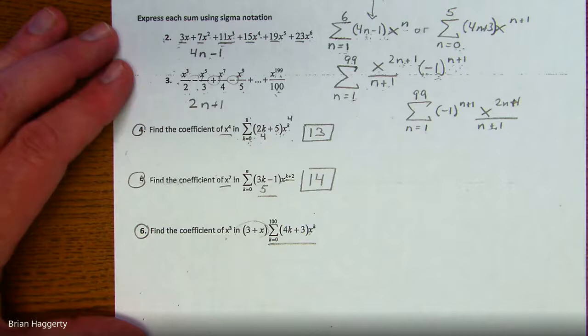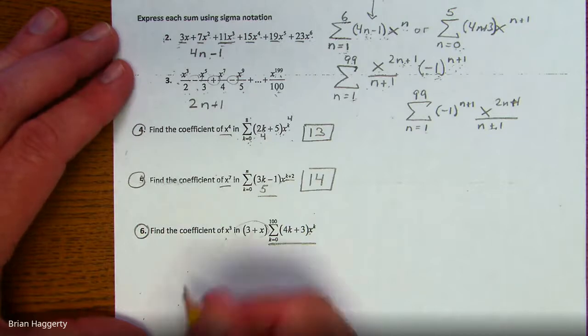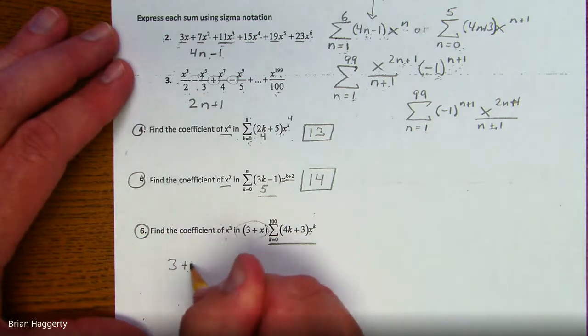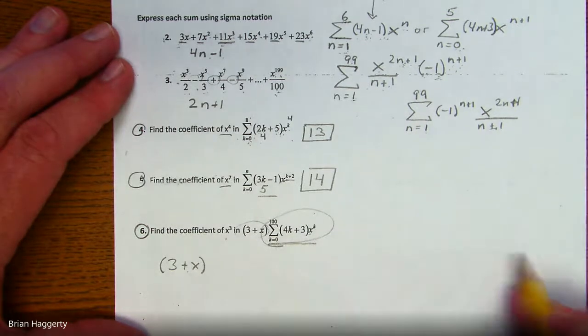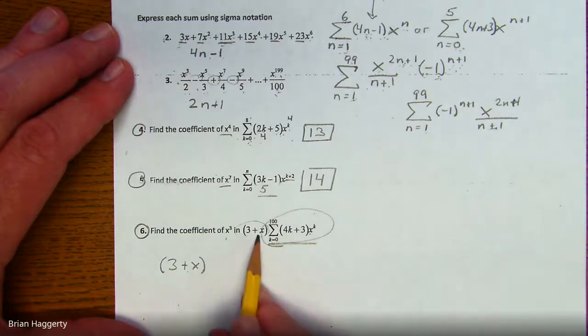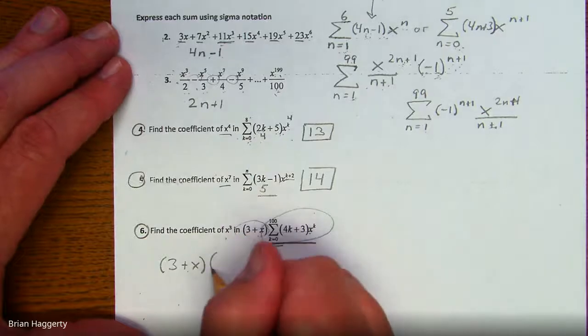So here's what I'm going to do. I'm going to leave this 3 plus x in front, that binomial, alone for now. And I'm going to expand this out enough to identify the pattern. So it's 3 plus x times that polynomial we get when that gets expanded out.